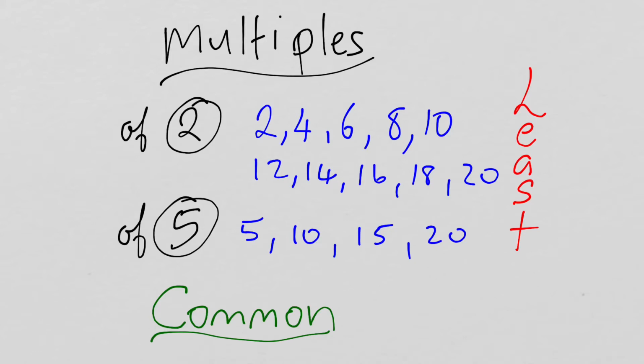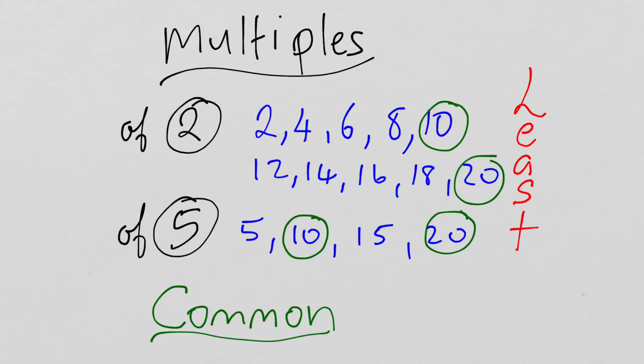Well, let's see. 5 has 5. Does 2 have 5? Nope, 2 doesn't have 5. It has 4 and then 6, so it skips over 5. 5 has 10. Does 2 have 10? Sure enough, it does. So there's a 10 in the multiples of 5. There's also a 10 in the multiples of 2. So these are ones they have in common, or the same. You'll notice also, as you look through them, that they both have a 20. Okay? So your numbers will have more than one multiple in common.